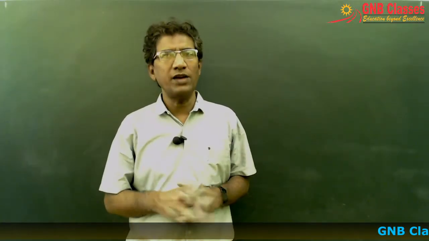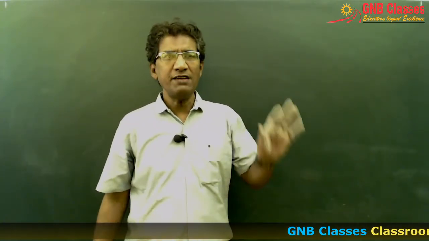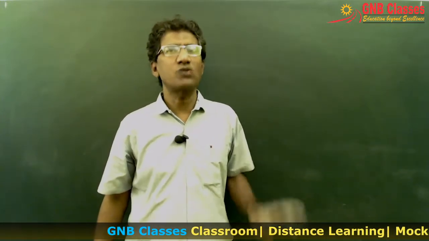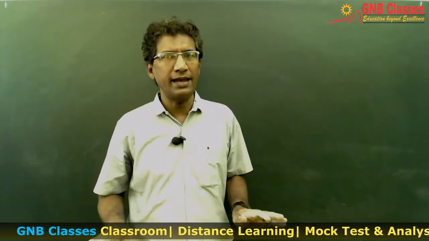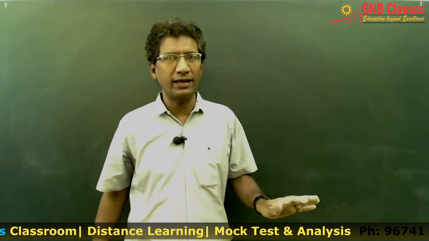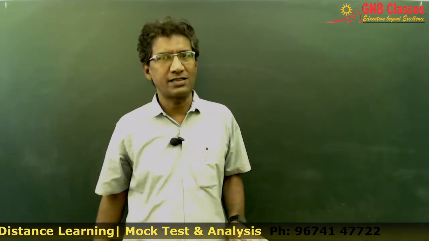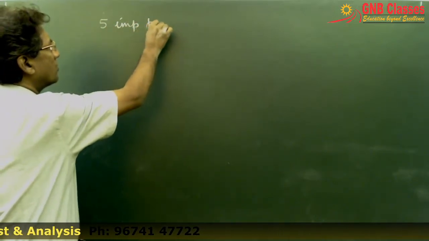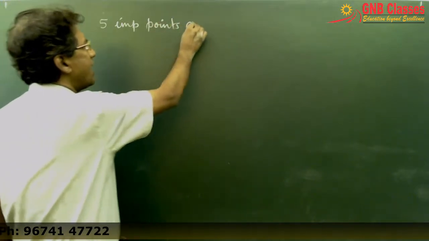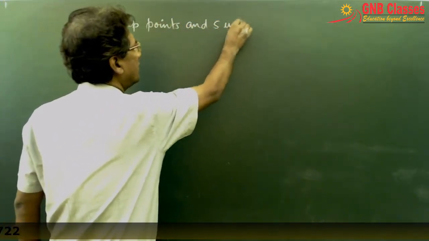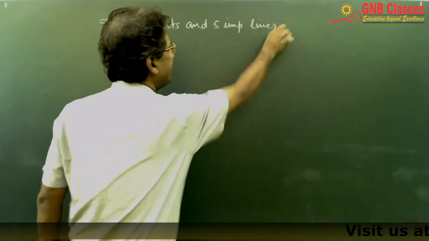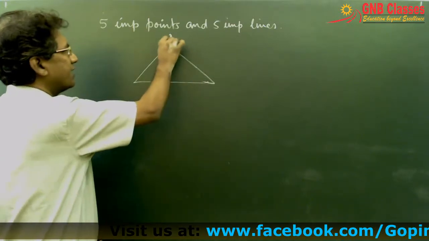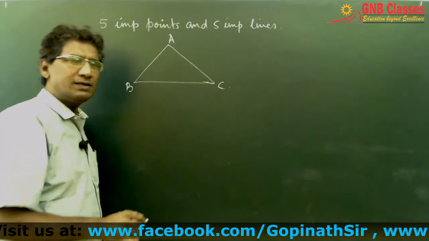In this part of the lecture, we are going to do 5 important points and 5 important lines in any triangle. We will describe it clearly about 5 important points in a triangle as well as 5 important lines. Is it clear? We will discuss about 5 important points and 5 important lines of any triangle. Let us say ABC is a triangle, right?